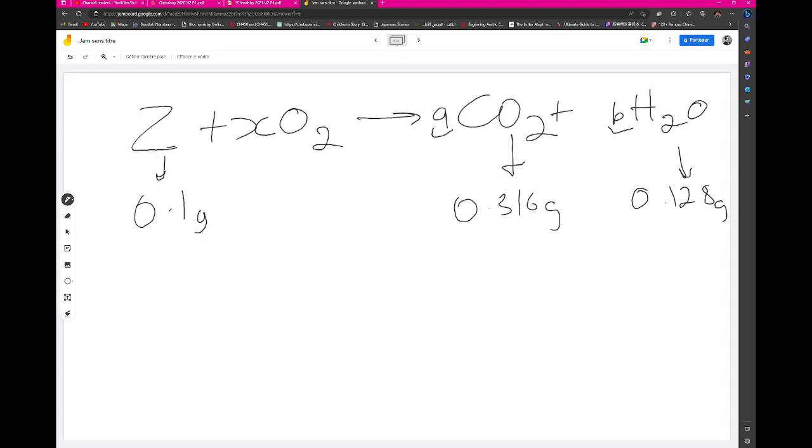So in order to do this now, we're going to find the number of moles. So we're going to divide mass by molar mass. Remember, the molecular mass that we found, that was in the question, was 84. The molar mass would be 44 for carbon dioxide, check it out, right? And water would be 18.